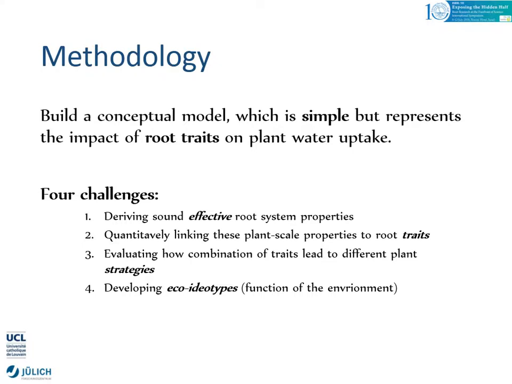So our methodology will be to build a conceptual model, simple, but which represents the impact of root traits on plant water uptake. And to do that, we have 4 challenges to tackle. First, we need to define root system properties which make sense. Second, we need to link these plant scale root properties to root traits. Third, we have to evaluate how the combination of root traits leads to different plant strategies to take up water. And fourth, we can define eco-ideotypes, which are a function of the environment. These are the 4 challenges that we will try to demonstrate here.